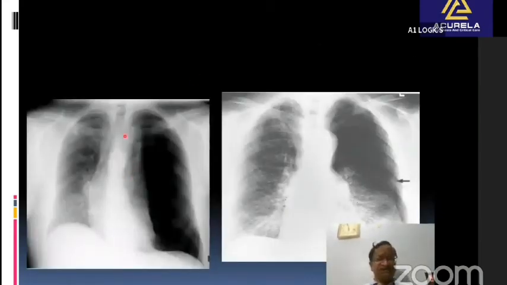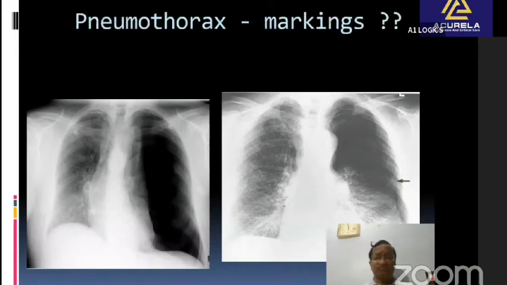Now you can see here the trachea is in line, the mediastinum is completely pushed and there is normal vasculature here. It is completely black. No shadows. This is what is called a pneumothorax. Here also we can see a small pneumothorax. There are no bronchovascular markings. This is very important. Whenever you see a hyperlucent shadow with push of the mediastinum.